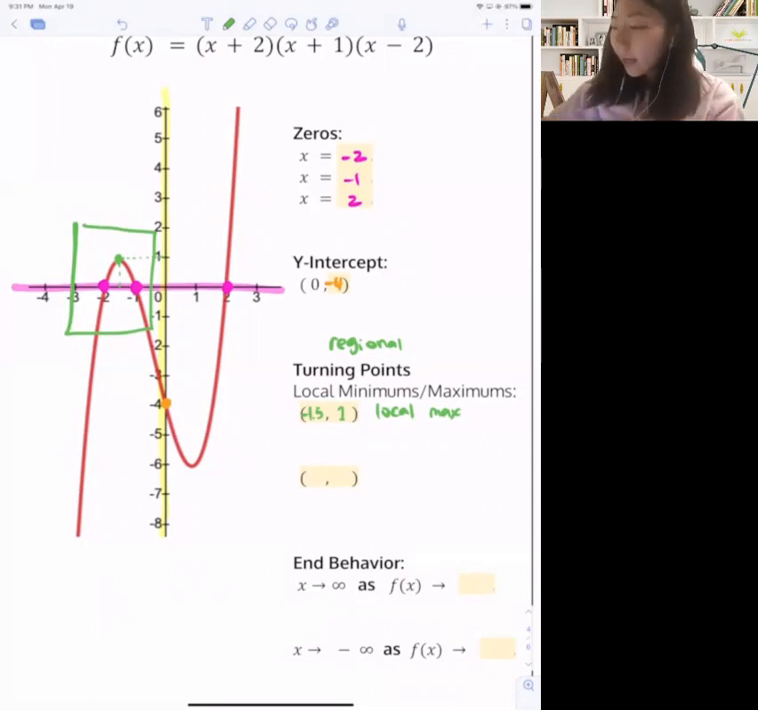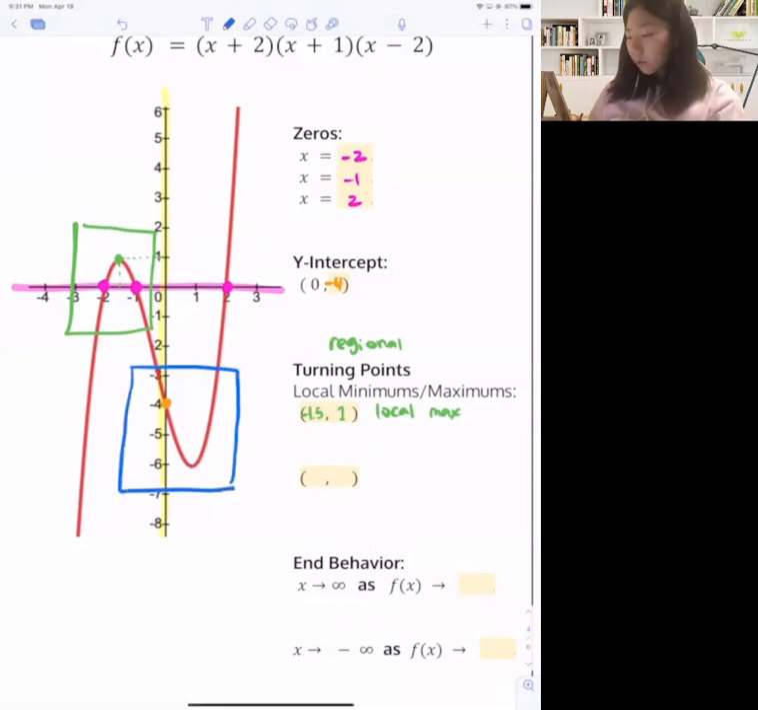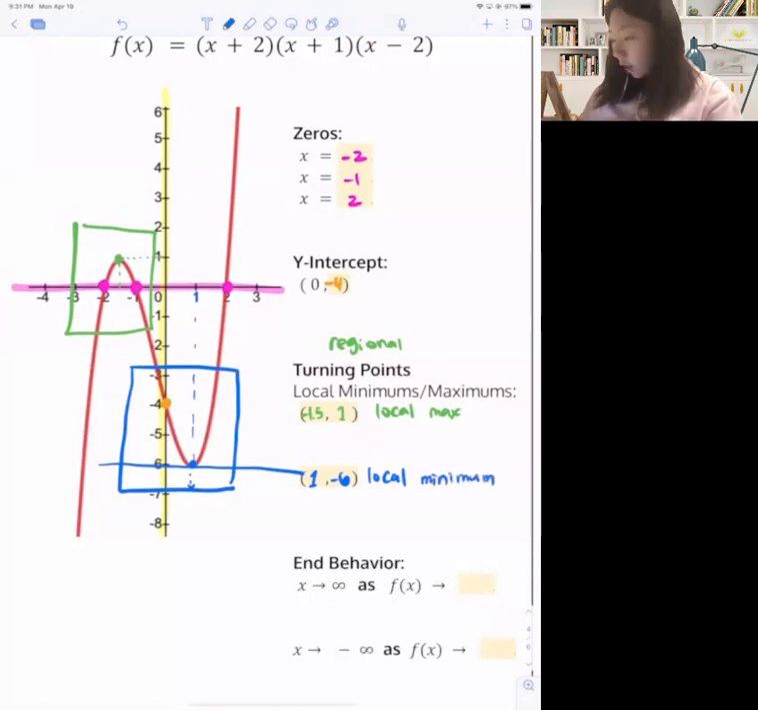And let's try to find a local minimum of this graph. For a low point of this graph, let's circle this region. The lowest point of this region should be at this point, because we don't have any point that's below this. This is the lowest point of our graph, and this point is at x equals 1 and y equals -6. So we can say (1, -6) is my local or regional minimum. I hope this makes sense. If not, let me know.